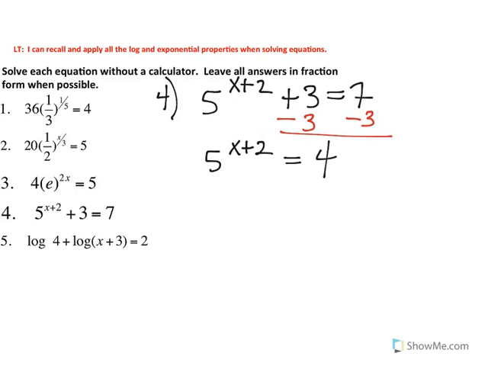And you're left with 5 to the x plus 2 power equals 4. Now you've got two different methods. Method 1 is rewrite both sides to have the same base, or take the log of both sides. Pause the video and you make the decision. What do you think you should do?